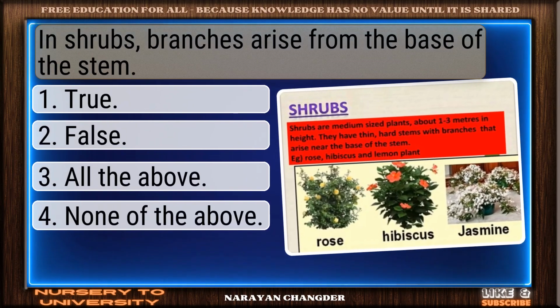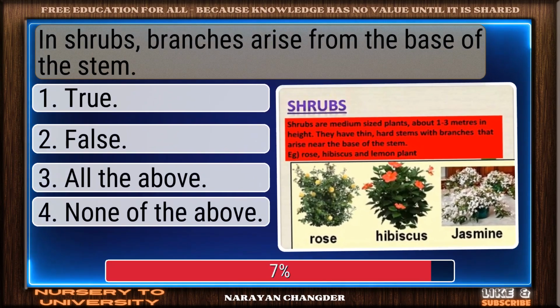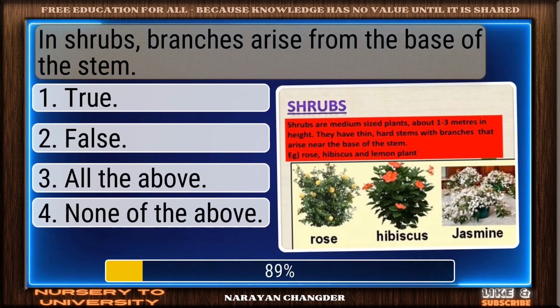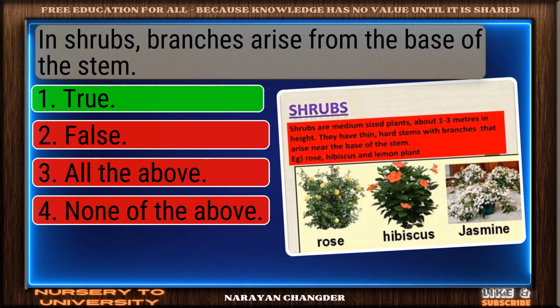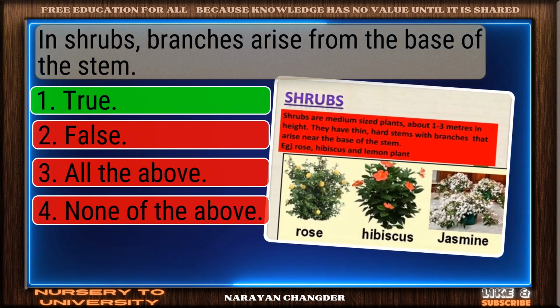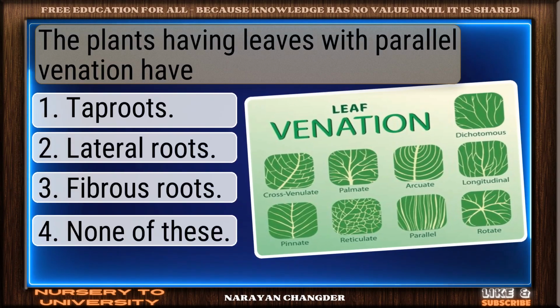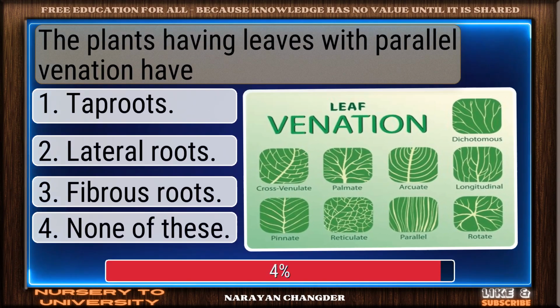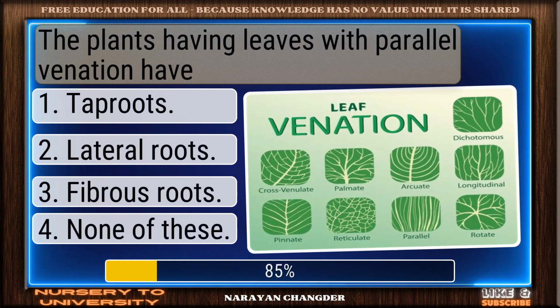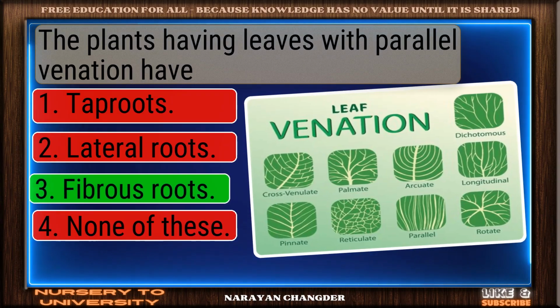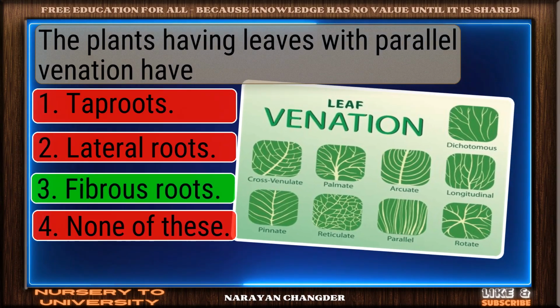In shrubs, branches arise from the base of the stem. On track. True is the correct answer. The plants having leaves with parallel venation have. You chose fibrous roots. And it is correct.